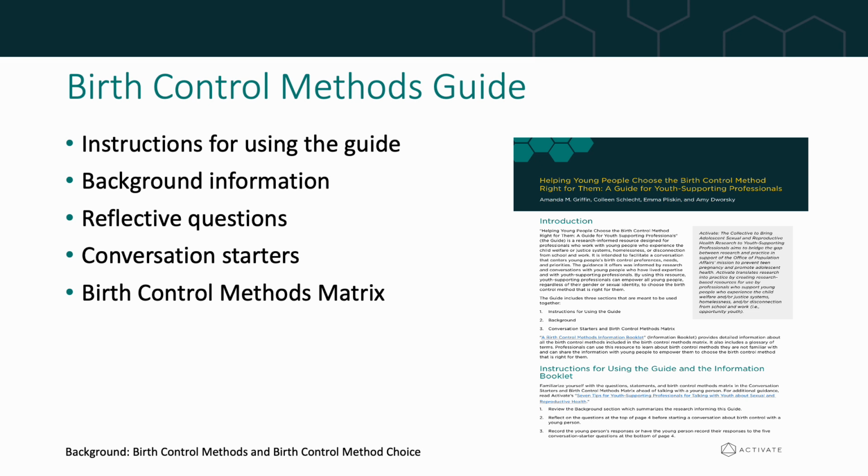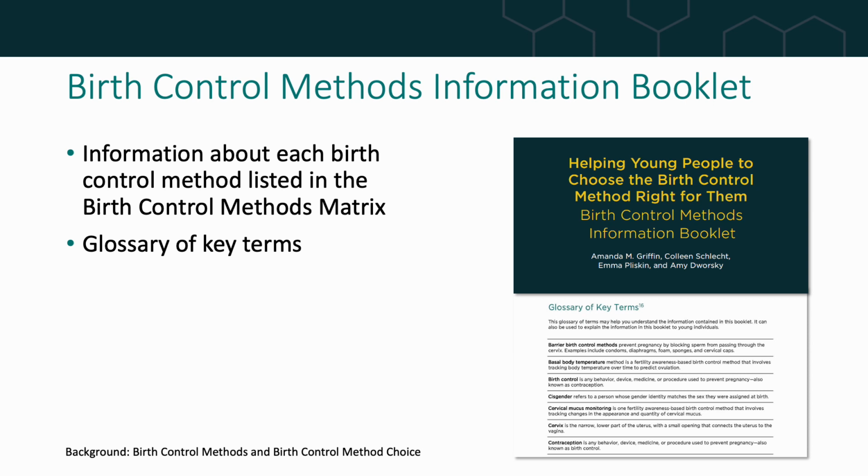The background module reviews what we know about the factors that influence young people's choice of birth control methods and describes the different categories and methods of birth control found in the resource. Modules 1, 2, and 3 show how the reflective questions, conversation starters, and matrix can be used. The second part of the resource is a booklet that includes detailed information about the 18 birth control methods featured in the birth control methods matrix. It also includes a glossary of reproductive healthcare terms, such as long-acting reversible contraception. Module 4 shows how the booklet can be used.